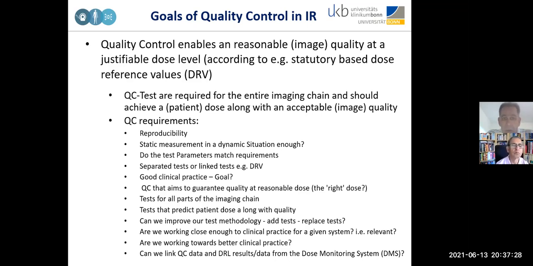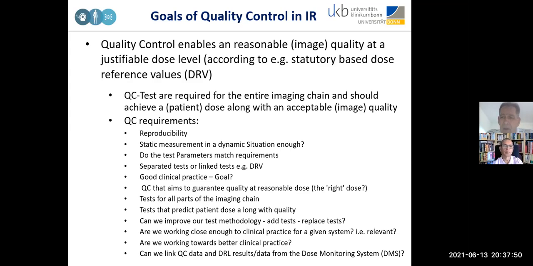So what are the other requirements? The next requirement is reproducibility. All your tests should be reproducible. I will show you some setups which are used among the EU. Maybe you can follow those to see how robust they are.